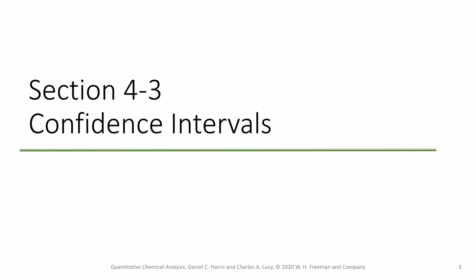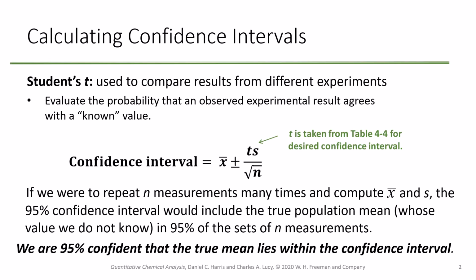Section 4.3, we are now going to move into t-tests. And the first t-test we are going to learn about is the confidence interval. So calculating confidence intervals, a student's t is used to compare results from different experiments. So we evaluate the probability that an observed experimental result agrees with a known value.